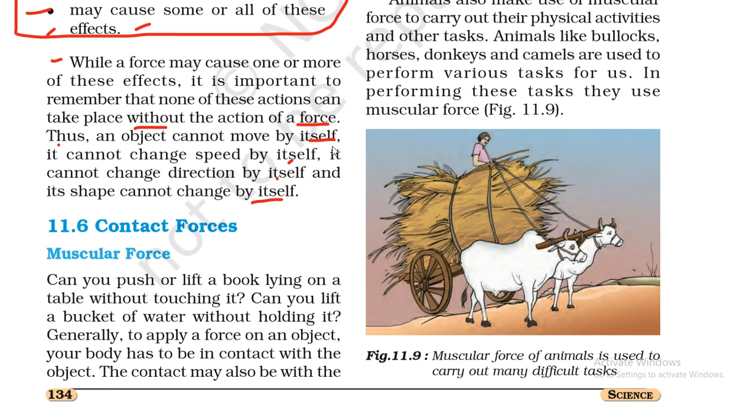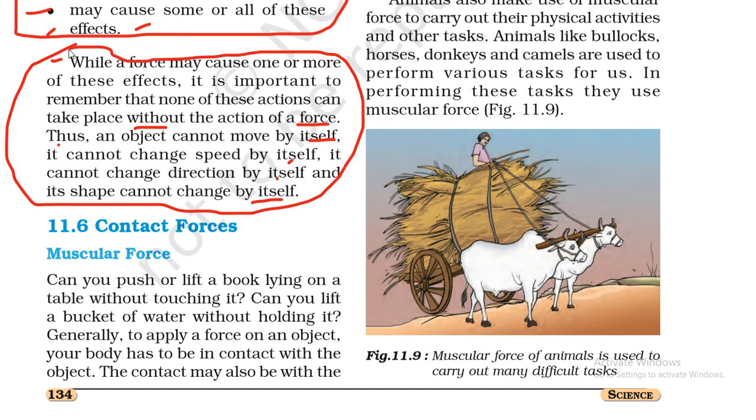It means if there is no force, there is no change in state of motion. If there is no force, there is no change in speed. There is no force, there is no change in direction. There is no force, there is no change in shape. So this is very important, and this property by which the object cannot change their shape or state or direction of motion is known as the inertia of the body. Inertia is the property of body by which it cannot change its state by itself in absence of any external force. So that is known as inertia.